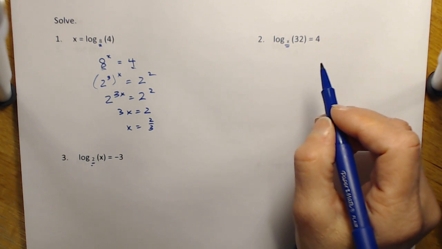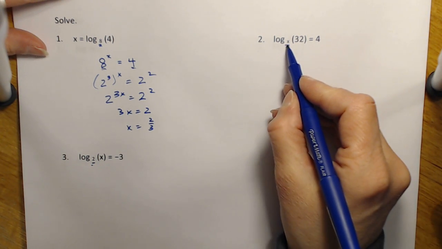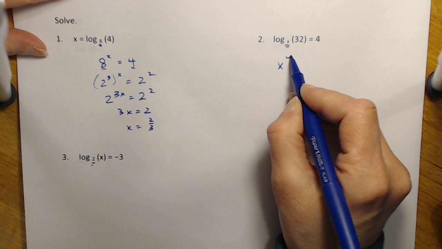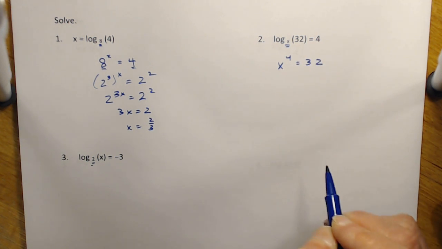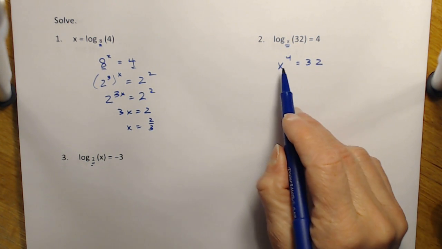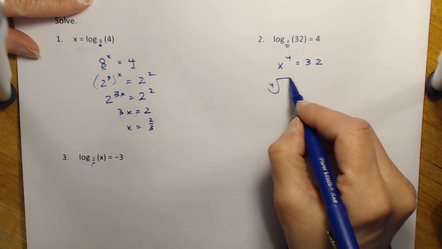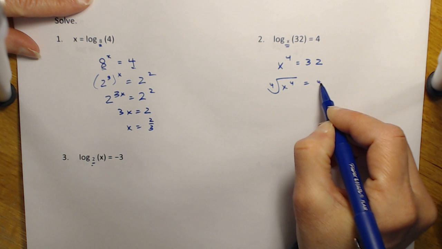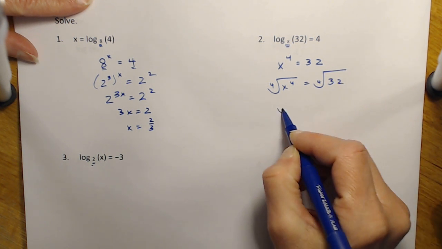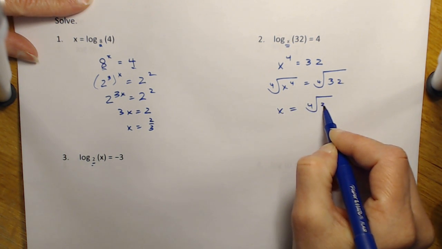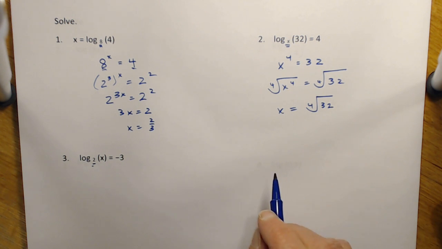Similarly here, and again, there's other methods. We're just going to rewrite as an exponential. So it's base x, now to the 4th power, is 32. Okay, keep in mind this is not an exponential equation, right? The x is not in the exponent. Okay, it's just a 4th power. So we take a 4th root on each side. And x equals the 4th root of 32. Okay, remember, bases have to be positive.